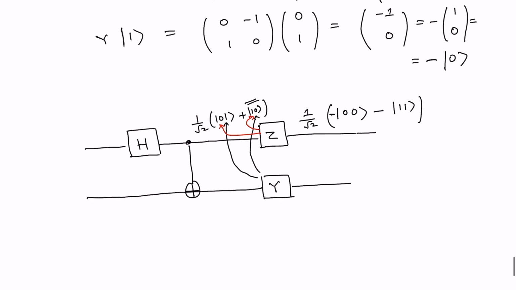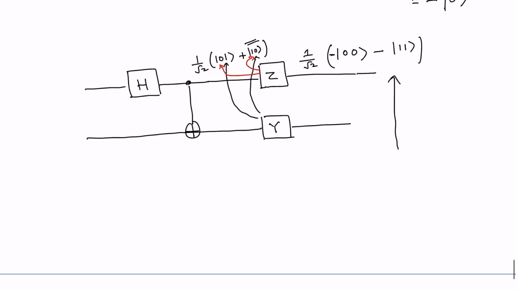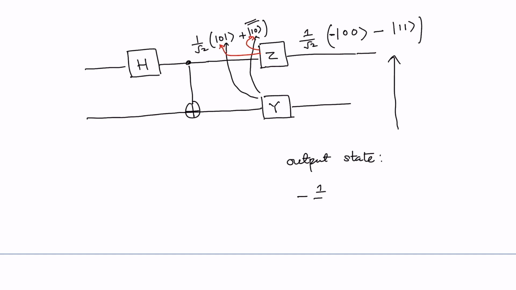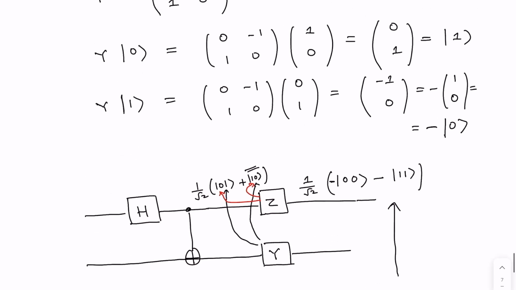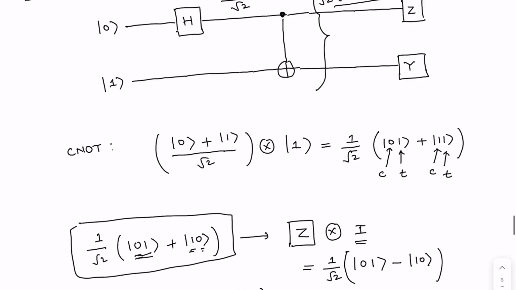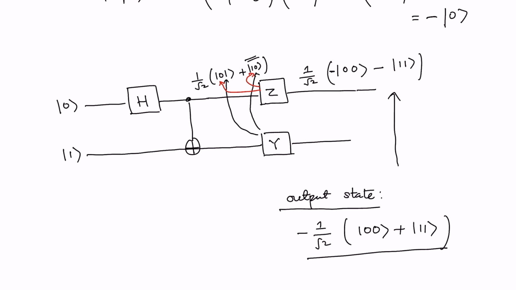So overall, I can write that the overall output state is going to be minus 1 by root 2, ket 00 plus ket 11. Okay, so this is the final output state after the quantum circuit. So at the input you have given 01, and at the output you are going to get this particular state.